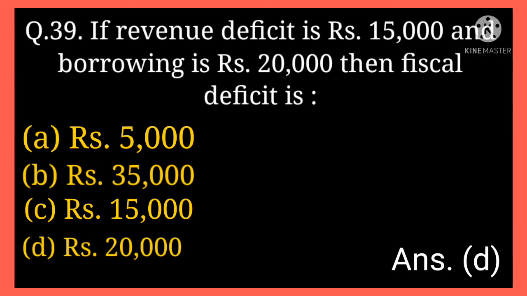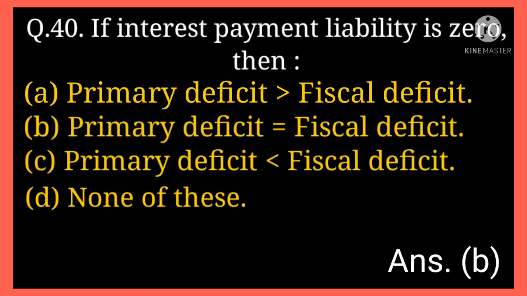Now the question number 39 is, if revenue deficit is 15,000 rupees and borrowings is 20,000, then what is fiscal deficit? We know that fiscal deficit is equal to borrowings, and therefore answer is D, that is rupees 20,000. Question number 40 is, if interest payment liability is 0, then which of the statement is true? We know that primary deficit is equal to fiscal deficit minus interest payment, and if interest payment is 0, then primary deficit is equal to fiscal deficit. That is answer is here B.